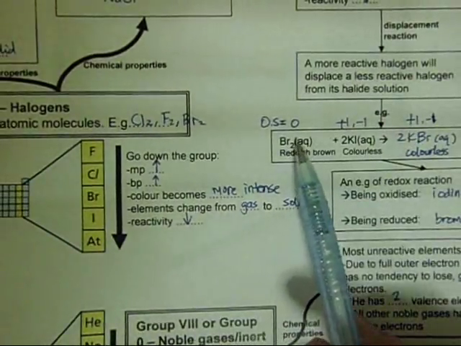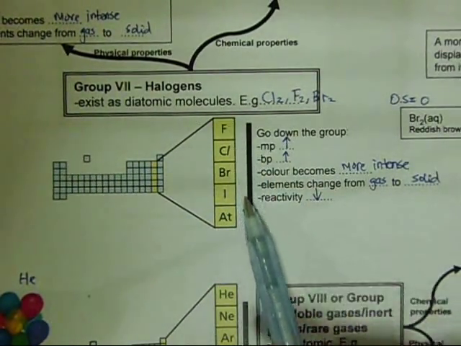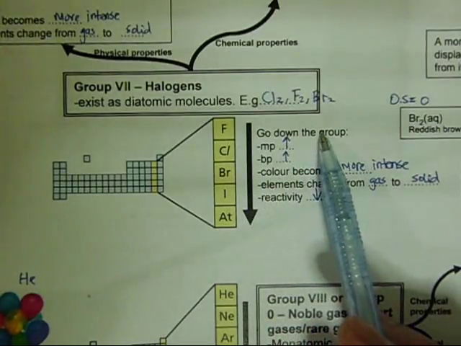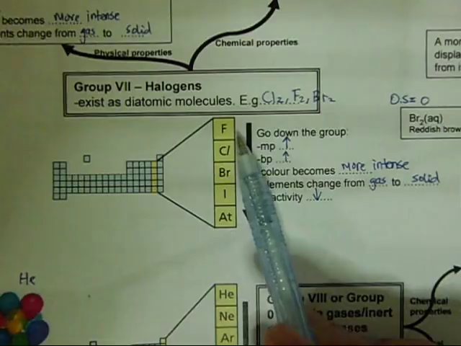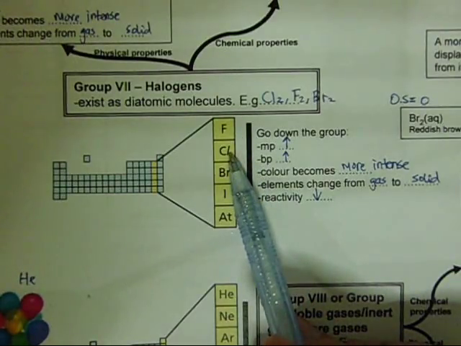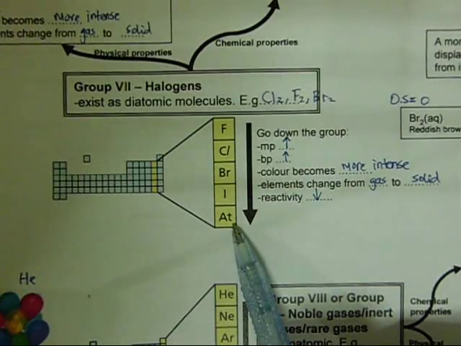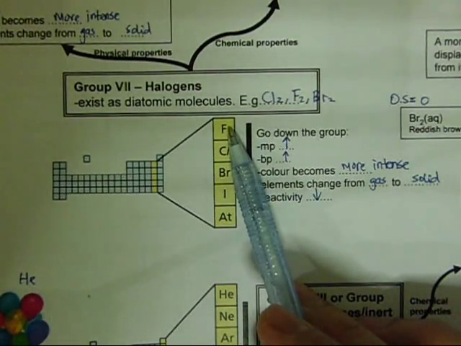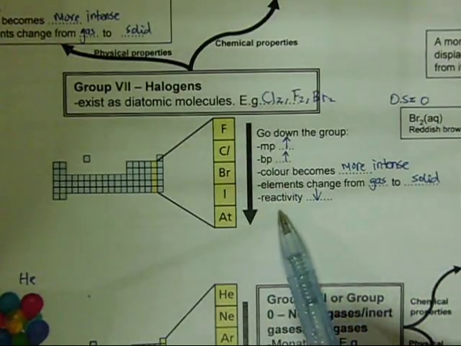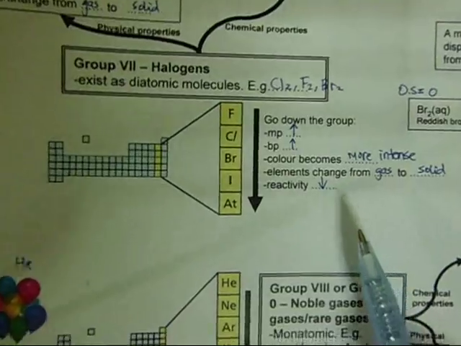Now for example, for the halogens in group 7, as you go down the group, the reactivity decreases. That means fluorine is more reactive than chlorine, more reactive than bromine, more reactive than iodine, more reactive than astatine. Astatine is the least reactive, fluorine is the most reactive. That is what is meant by reactivity decreases as you go down the group.